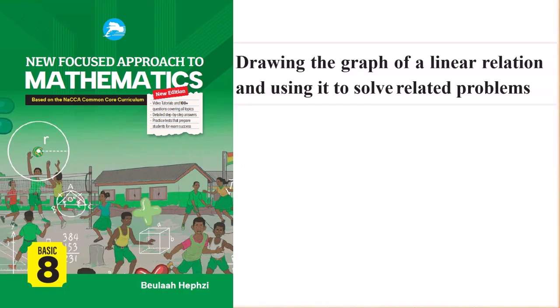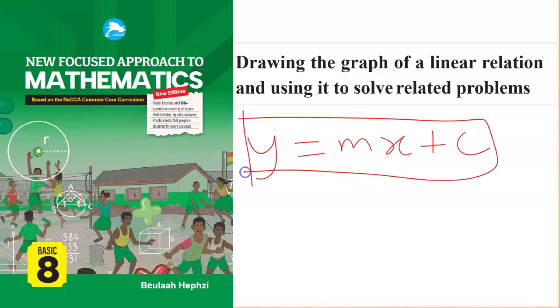And in this video, we are looking at drawing the graph of a linear relation and using it to solve related problems. Okay, so what we are going to do here is very simple. In our previous video, we were looking at the equation of a line, and we saw that the equation of a line always comes in the form y = mx + c. So now when we are given the equation of a line and we want to graph it, how do we graph it? Sometimes you need some values to plot. You need x and y components so you can plot and get your values.